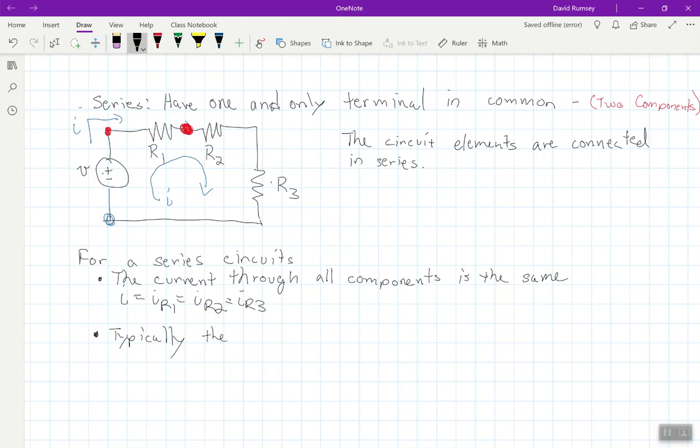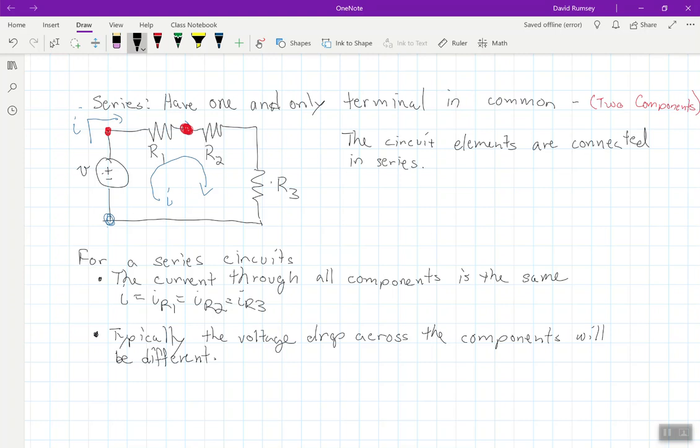Now, one thing here is that typically the voltage drop across the components will be different. So don't think that the voltage is going to be the same across these circuit elements. The current will be the same, but the voltage will typically be different.